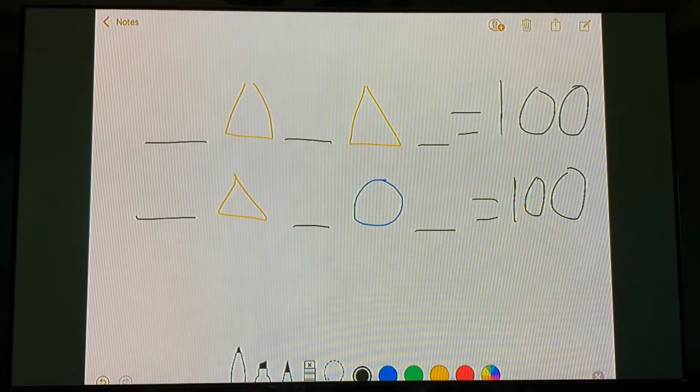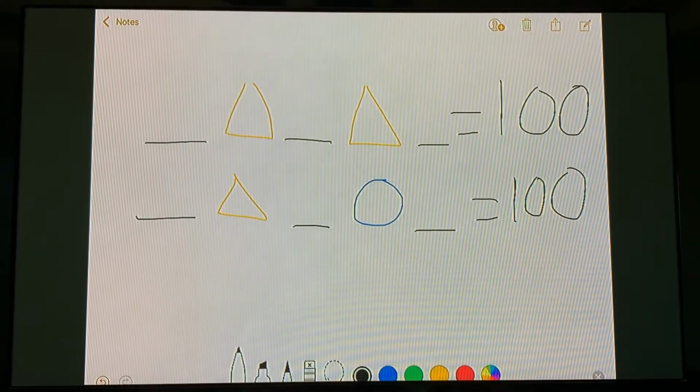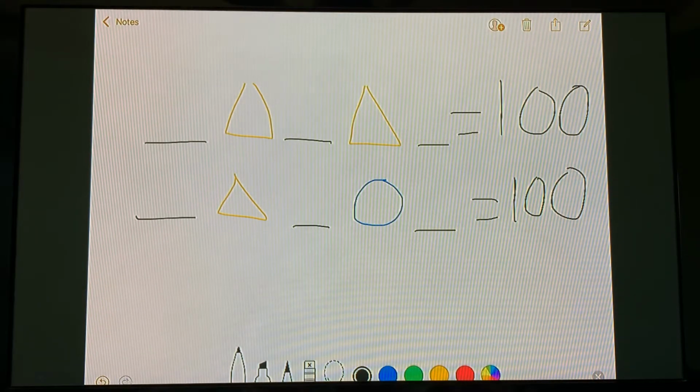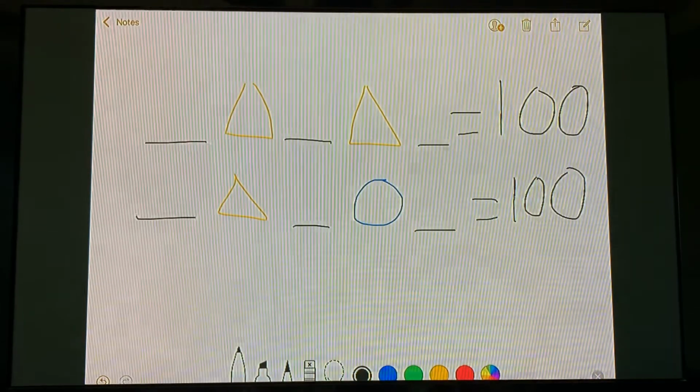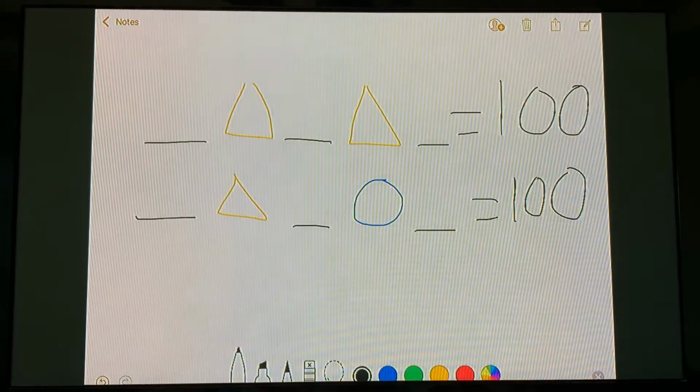For this first problem, you're going to see that we have an example that shows triangles in the first equation. Now, the triangle represents an operation. That operation could be addition, subtraction, multiplication, or division. In the second equation, you'll notice there's a triangle and a circle. Again, each of those shapes represents an operation, but those two shapes, the triangle and the circle, will represent different operations. Both equations are going to equal 100, so let me demonstrate for you how that would look.